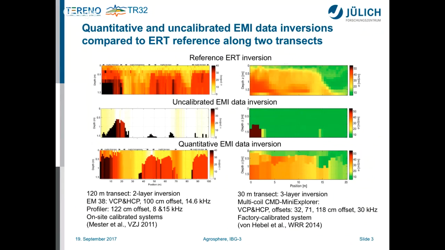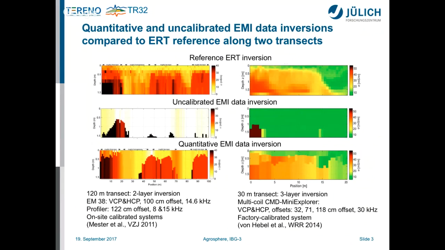And as I said, in the middle panel you see the inversion of uncalibrated data, which of course does not match at all the reference structure that we obtained from ERT. And after calibration, this is a two-layer inversion, we see that the structures match or resemble the ERT inversion. And also here we see that the subsurface image that we get from quantitative or calibrated EMI data inversion pretty much also resembles the structural information that we get from ERT.